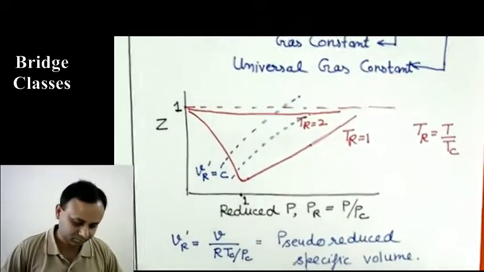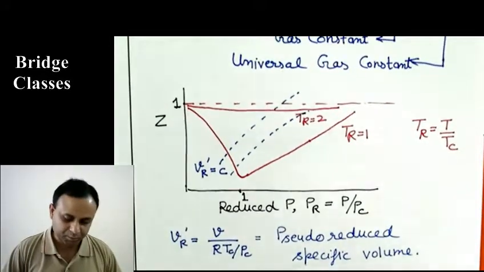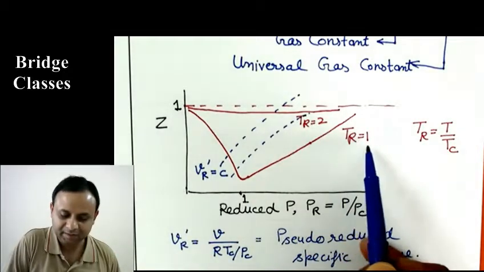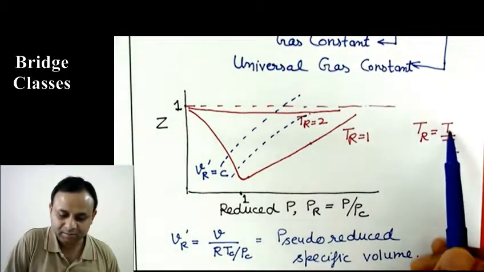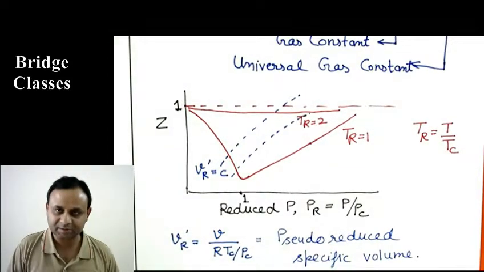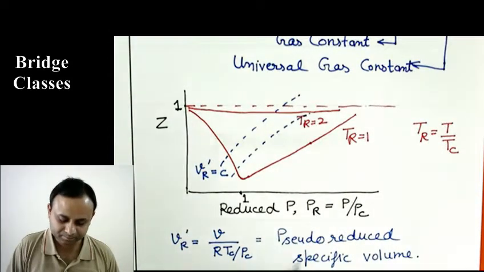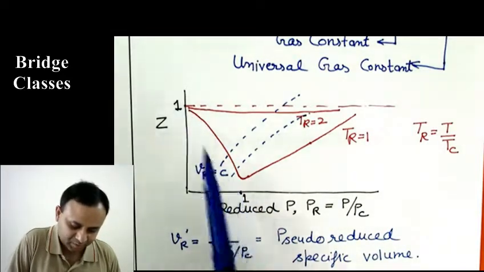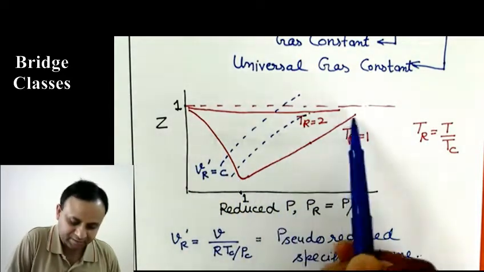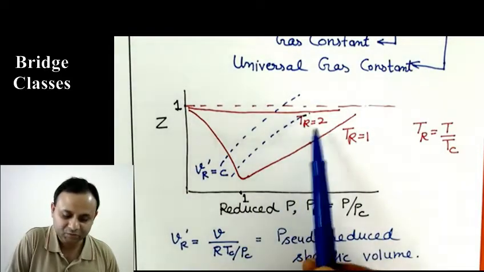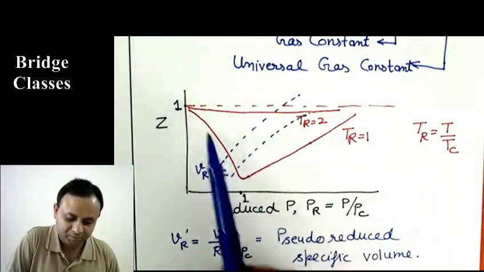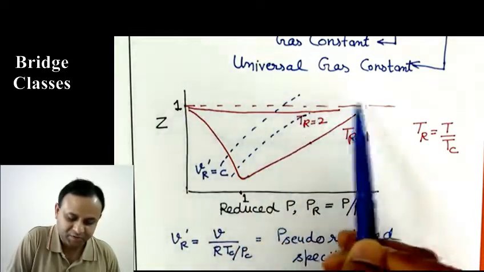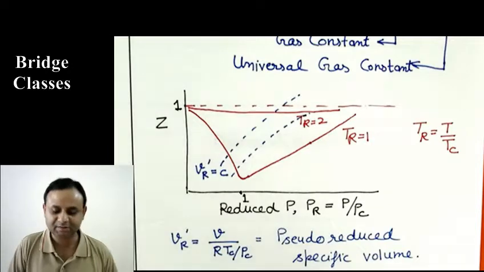That plot looks like this. When TR is 1, which means temperature equals critical temperature, Z has this shape. It decreases and then it increases. If TR is 2, it has this shape. If TR is 1.5, it will be in between. If TR is 3, it will be above this. Like that, we are plotting Z versus PR.